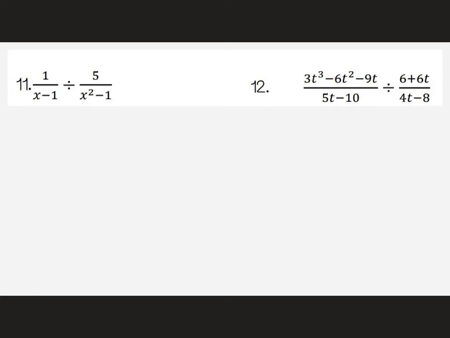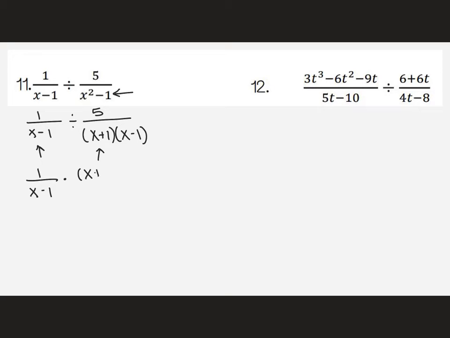In this next example, again, I want to make sure everything is fully factored, and I'm noticing that this denominator is not. So we will factor first. This is a difference of squares, so again, this would be x plus 1, x minus 1. Now that everything's factored, I'm going to keep, I'm going to change to multiplication, I'm going to flip.